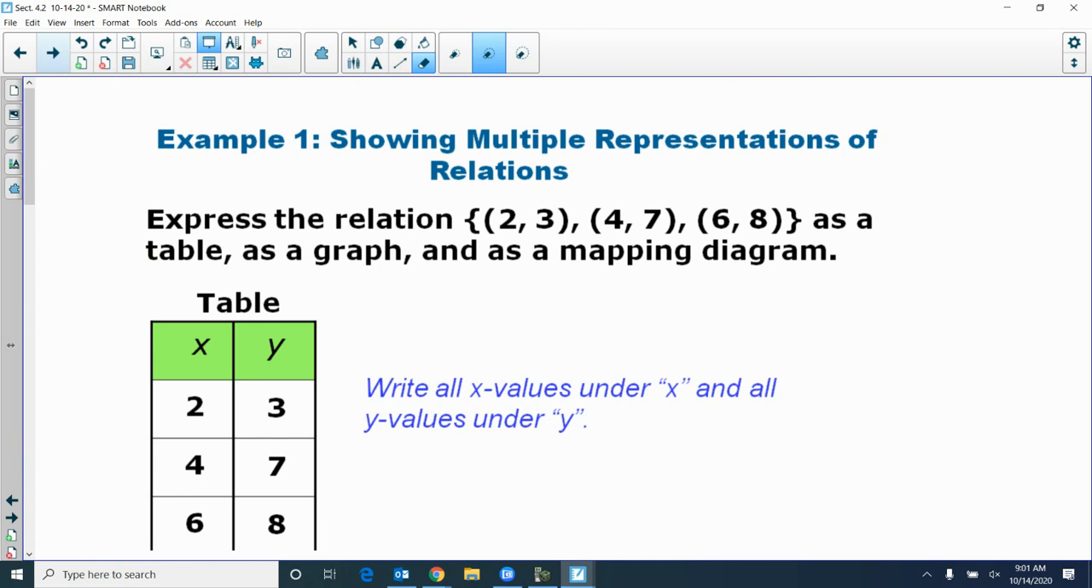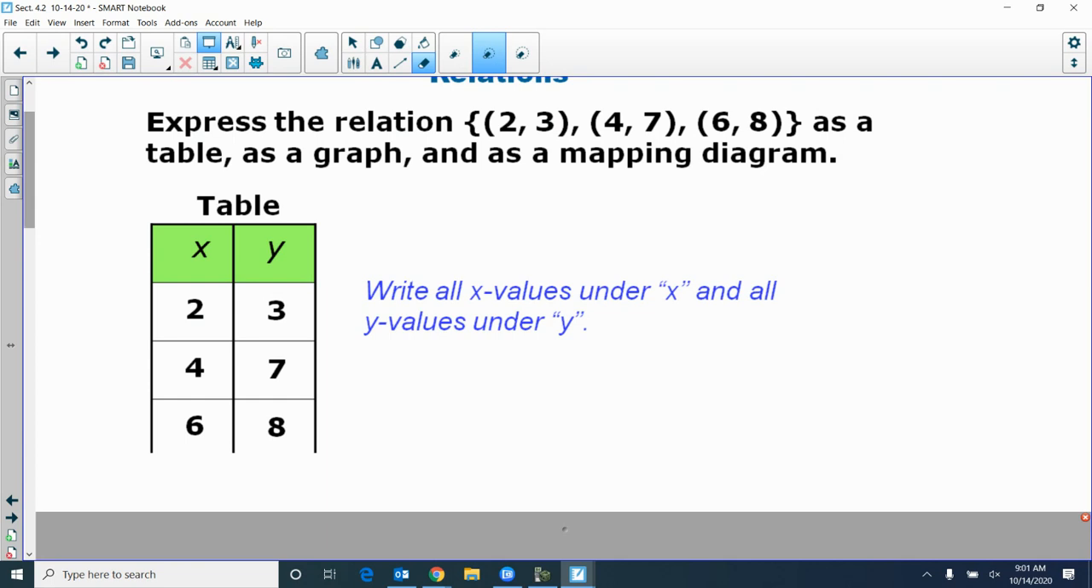Well, there are multiple ways to represent relations. Okay. There's 3 of them. Okay, right here. First one is a table. All the x values would go first. Okay, and then all the y values go under y. So this is all you need to have. So that means 2. When I plug in 2, I get 3. When I plug in 4, I get 7. When I plug in 6, I get 8. So just fill that in, or is that already filled in for you? No, you need to plug it in. Now, that's a table.